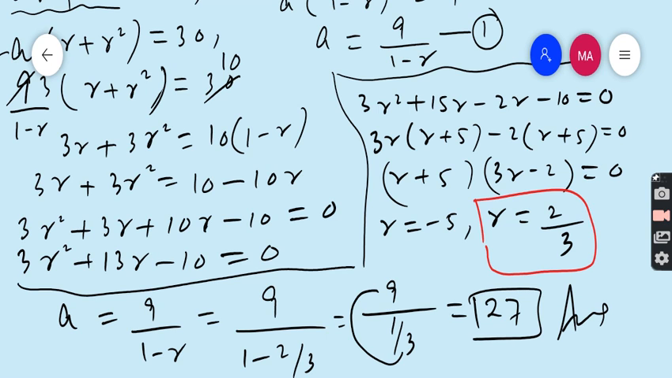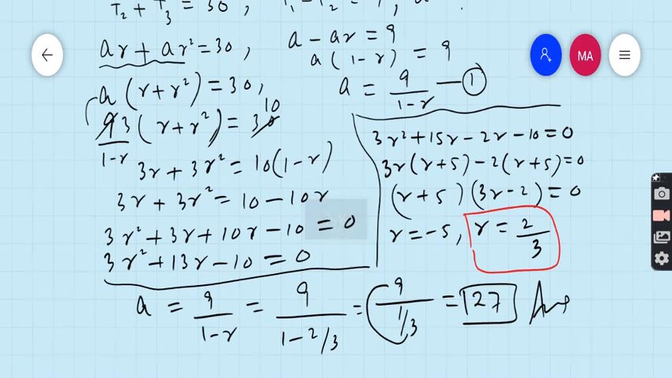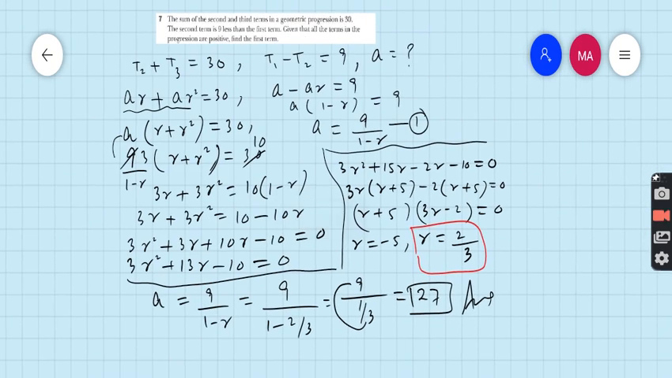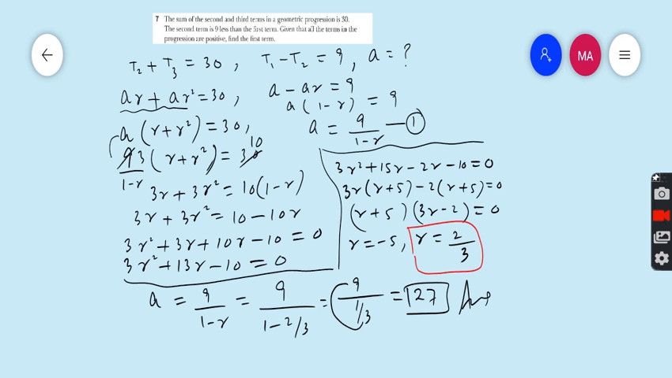Very good question from the examination point of view. Good concepts. So 27 is the final answer, the first term, the requirement of the question. This is the whole summary of question number 7. I hope you understand. Now move to question number 8.